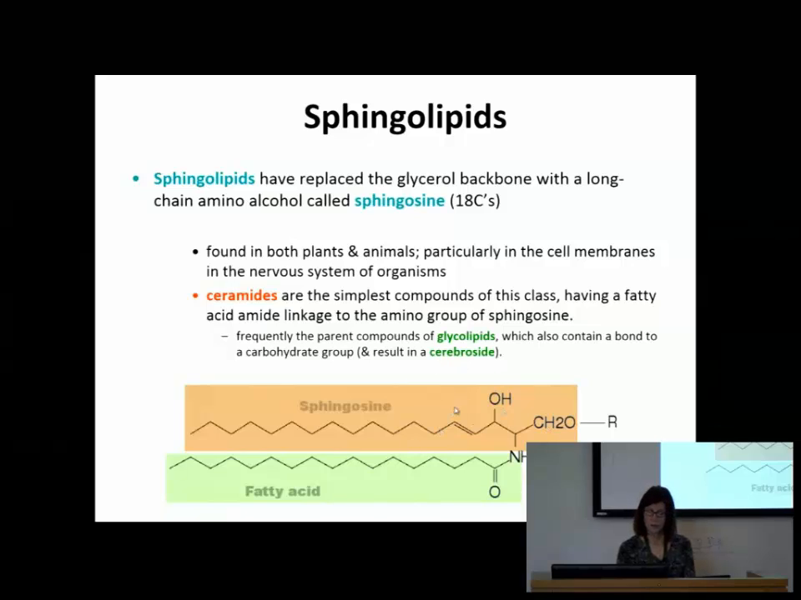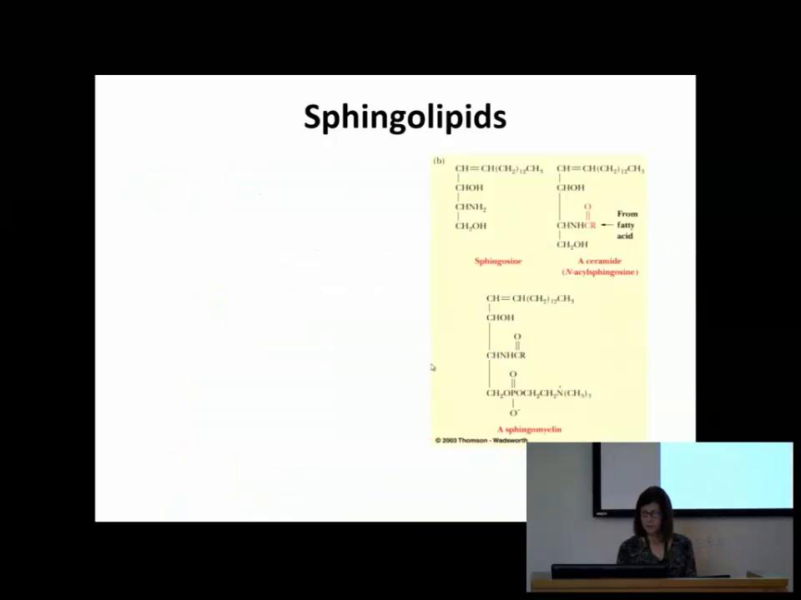I just think this from your textbook is a little bit easier to see. Here's our sphingosine. So it's sort of like our glycerol. So you have the OH. Instead of 3 OHs, we have basically 2 OHs and then an amine. Does that make sense? And we're adding onto it a long chain.